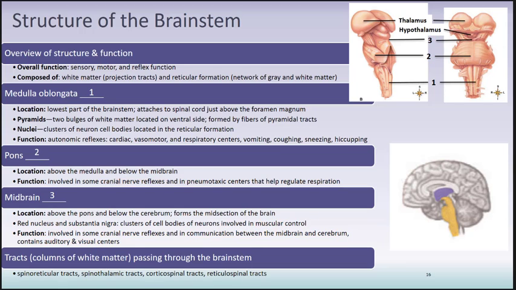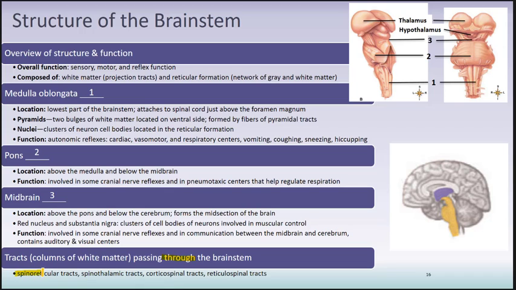The brainstem also has tracts passing through it, just like the brain does, just like the spinal cord does. And the tracts can run either from the spine through the brainstem and up to the brain, or from the brain down through the brainstem and into the spinal cord. So they pass through the brainstem.